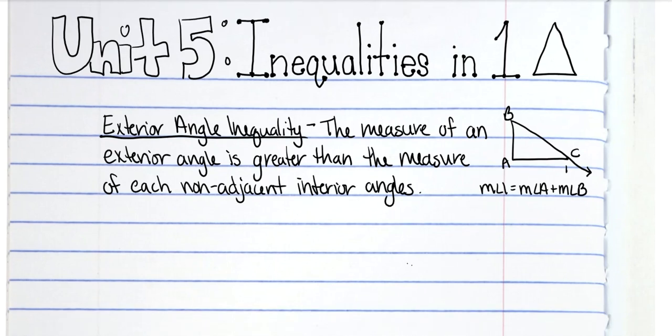Well, this exterior angle inequality says that angle 1 needs to be bigger than each of those angles that we use whenever we're doing the exterior angle theorem. So the measure of angle 1 should be bigger than the measure of angle A, and the measure of angle 1 should be bigger than the measure of angle B. It should always be that way.